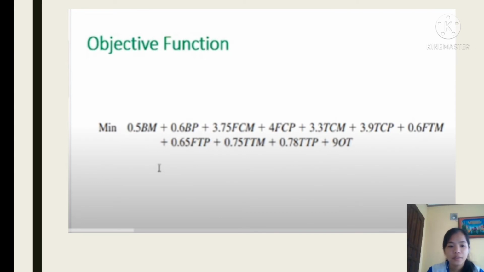The objective function: minimize 0.5 BM + 0.6 BP + 3.75 FCM + 4 FCP + 3.3 TCM + 3.9 TCP + 0.6 FTM + 0.65 FTP + 0.75 TTM + 0.78 TTP + 9 OT. The objective is to minimize the total cost, including manufacturing costs, purchase costs, and overtime costs, using the cost per unit data in Table 4.5 and the premium cost rate of $9 per hour.